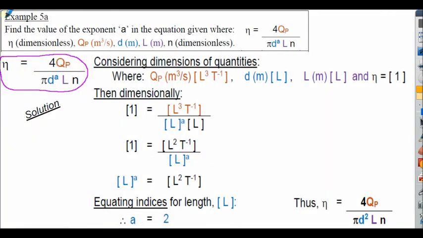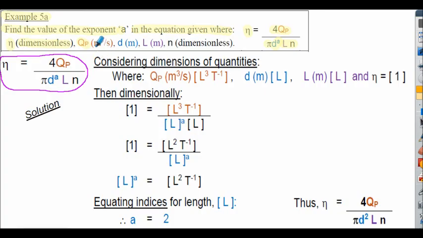Let's consider example 5a. We're asked to find the value of the exponent a in the equation given, where eta is equal to 4 multiplied by qp, and that's all divided by pi multiplied by d to the power of a multiplied by l multiplied by n. We're given that eta is dimensionless. Eta is usually efficiency, which is dimensionless.